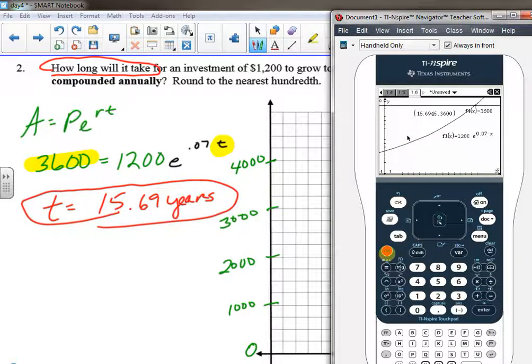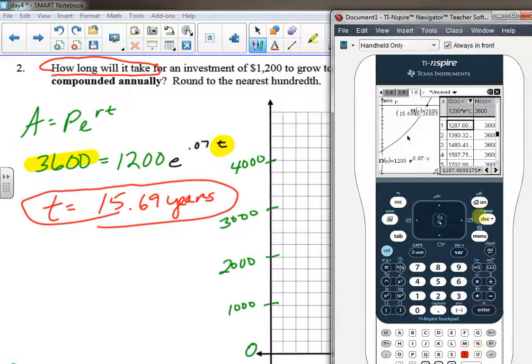Let me go to Control T for the table. And I know I'm going from 0 to 15 years, so I'm looking for some points I can plot in between, and I don't need a lot of them. Let me go to 5 years. Let me go to 0. I'll start there and see where it actually starts on the x-axis. Okay, so I'm at 0, and I should be at 1200. I'm going to start making a table.